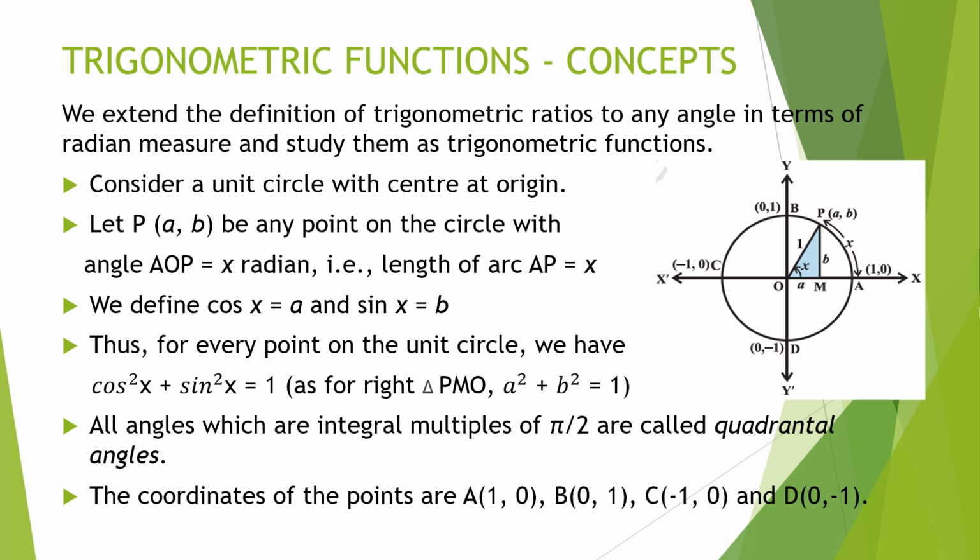All angles which are integral multiples of pi by 2 are called quadrantal angles. Remember, in the unit circle we have 0 to pi by 2, pi by 2 to pi, pi to 3 pi by 2 and 3 pi by 2 to 2 pi. This is how you have the 4 quadrants. The coordinates of the points will be as given. A will have coordinates (1, 0), B will have (0, 1), C (-1, 0) and D (0, -1).